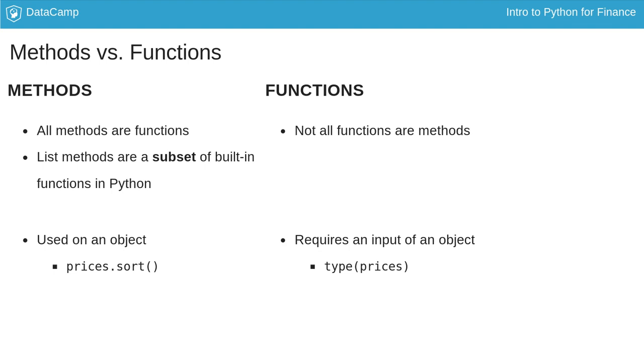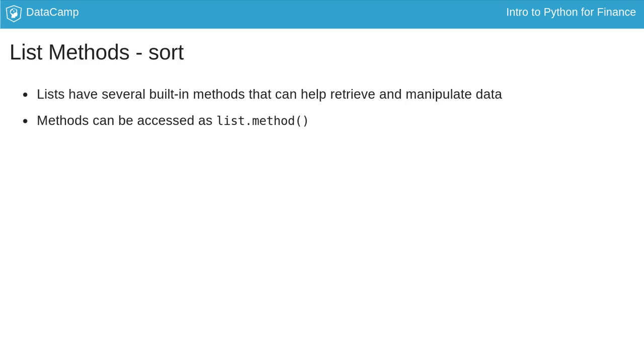For example, the function type, which tells us what data type a variable is, requires an input of an object like the list prices. Whereas the method sort is called on a list named prices. Let's take a closer look at using methods specific to list.